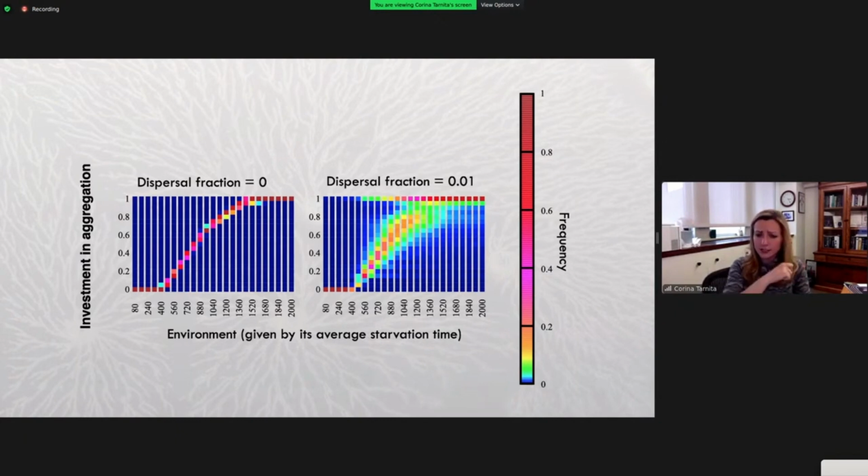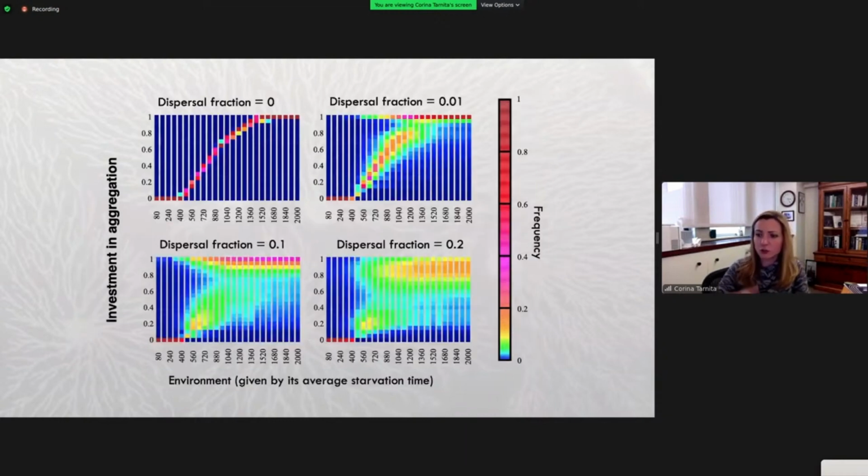So now there's some possibility that cells from one environment might end up in other environments. As soon as that happens, you see that the diagonal starts to spread out in all directions. And so you start to see that in a given environment, you might have several different strains that can coexist. As you increase the dispersal fraction, you further increase this coexistence.